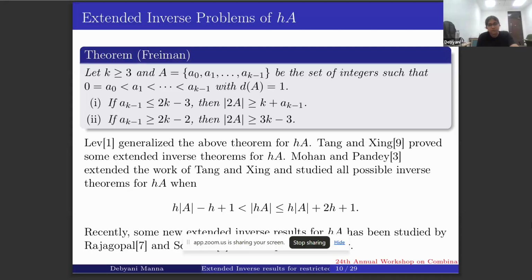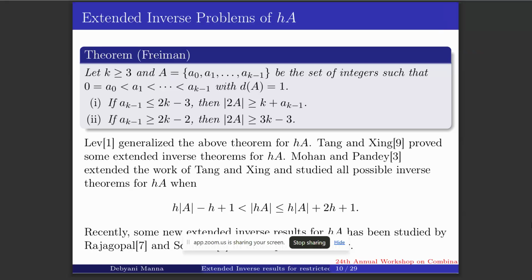Now, extended inverse problems for hA. Freiman has studied that, and this is one result: if the largest element of the set A, a_{k-1}, is less than or equal to 2k minus 3, where A is a set of k integers, then the cardinality of 2A is greater than or equal to k plus a_{k-1}, the largest one. And if a_{k-1} is greater than or equal to 2k minus 2, then the twofold sumset of A is greater than or equal to 3k minus 3.